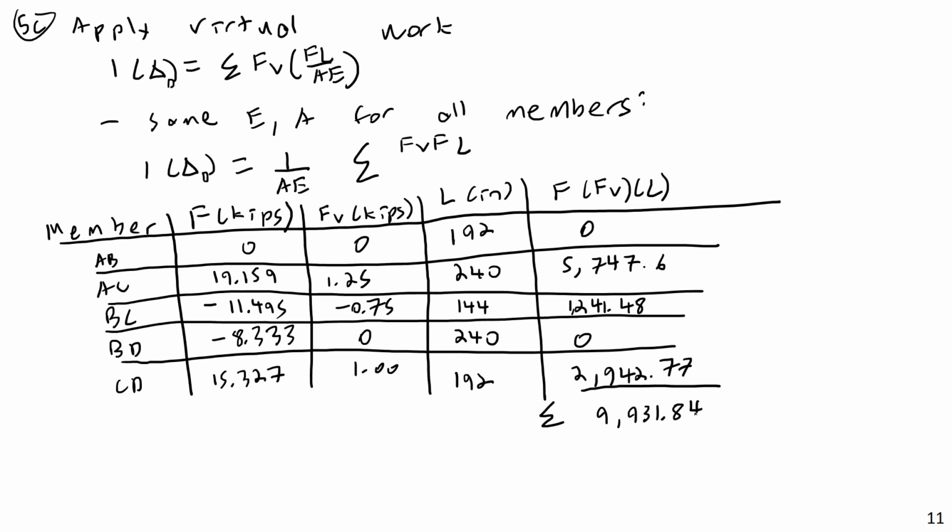9,931.84. Now I can finally apply this equation, and so let's say that delta D, and I guess I could call this delta dx to be proper, delta dx is just going to be equal to 1 over EA, sorry, too used to bending, 1 over 2 inches squared, and that's our area. And our modulus is 29,000 KSI.